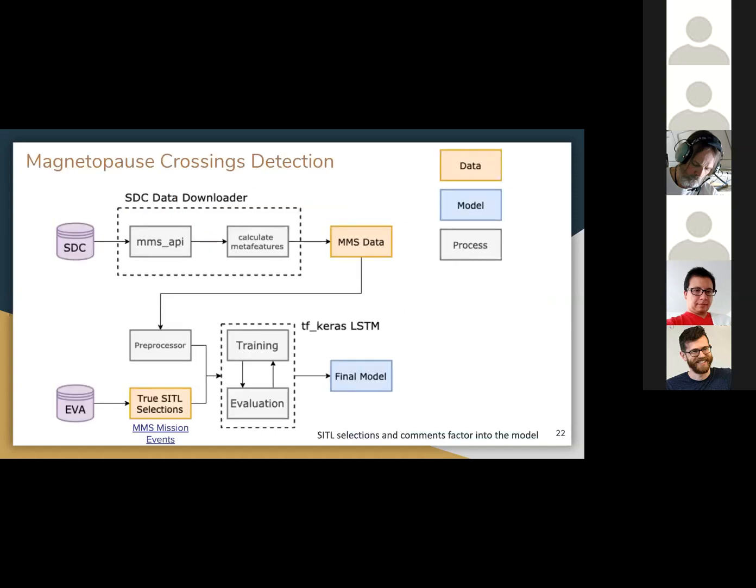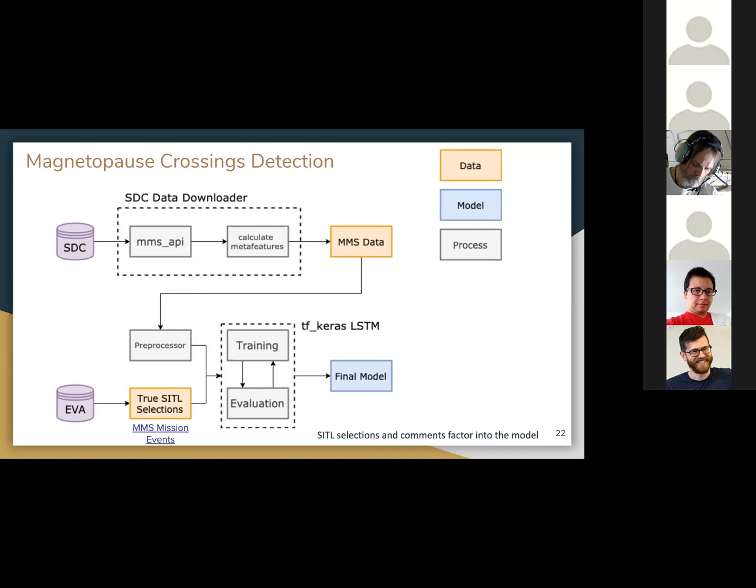And so in training our model, we take the data that's available to the SITL. We run it through our pre-processing algorithms, but we also take the input from the SITL. EVA is a tool that the SITL uses to make its selections, and for every selection that the SITL makes, they provide a text string to describe why they're making the selection.